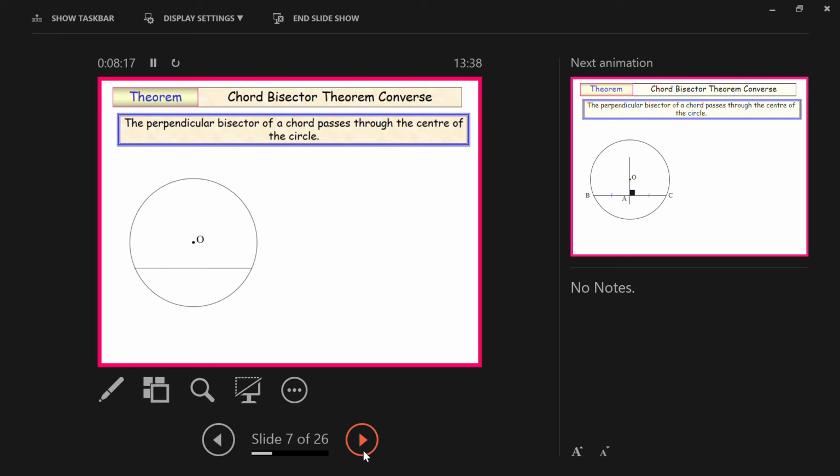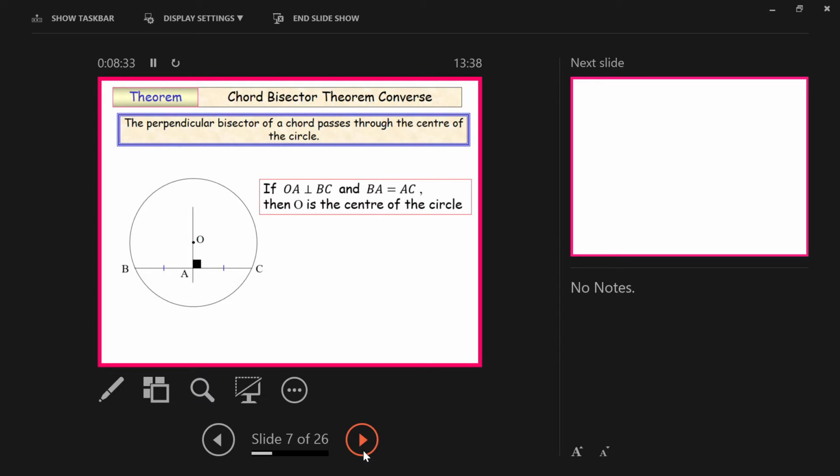Chord bisector theorem converse. So ons is nou, converse is mos teenoorgestelde. Nee? So nou sê ek vir jou, the perpendicular bisector of a chord passes through the center of the circle. So, ek sê vir jou, as OA loodreg is op BC en BA gelyk is aan AC, dan kan ek my afleiding maak that O would be the midpoint. Because that would be 90 degrees and bisected if that line was from the midpoint onto the chord.